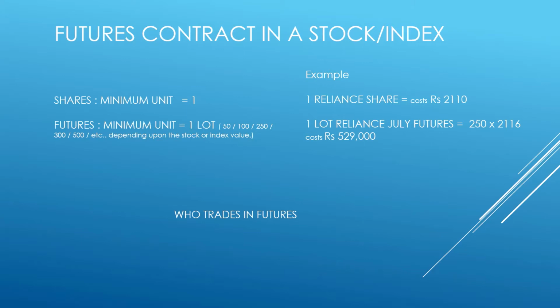However, theoretically, this is the cost you have to pay for July futures, but most brokers provide margin, which means that the person who buys this needs to pay only 1/10 of this total amount. Now what happens? A 1% upside in the stock would mean mostly around 5,290 rupees profit in one lot future.